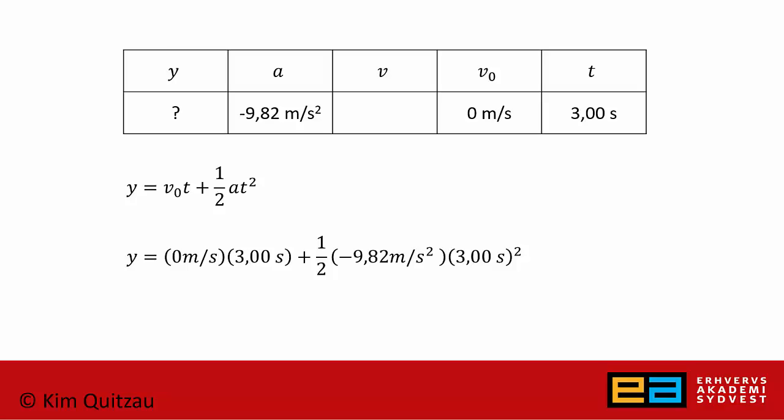Our acceleration here is in the direction downwards, and our displacement is counted upwards because we have plus pointing up. So that gives us that our displacement is minus 44.1 meters.